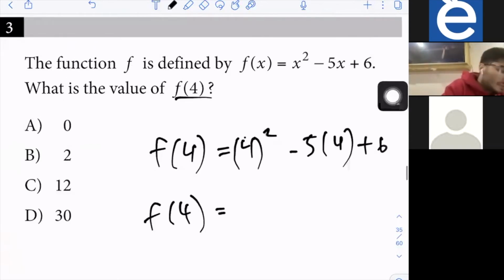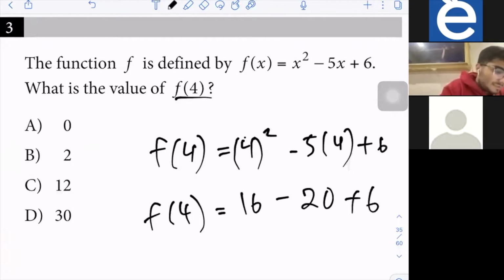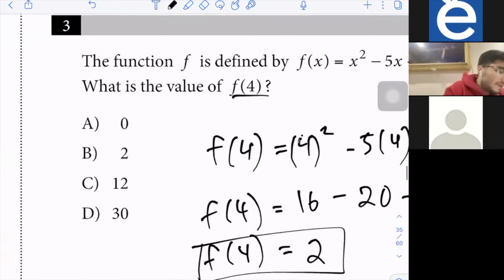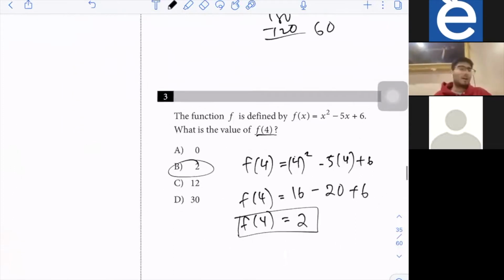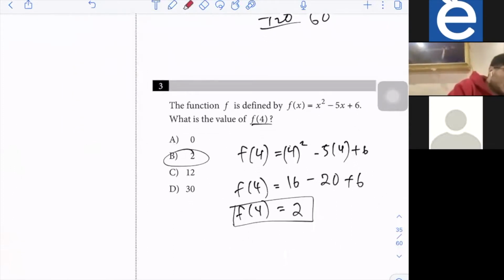f(4) is equal to 16 minus 5 times 4, which is 20, plus 6. And then you do f of 4. 16 minus 20 is -4, plus 6 is 2. And that is our answer here. So that was very straightforward. You just have to plug it into the equation given right here.